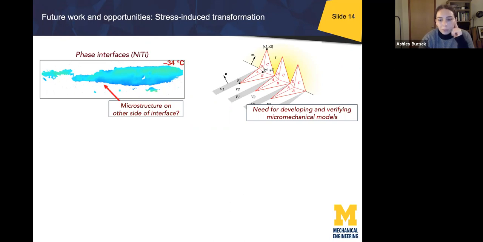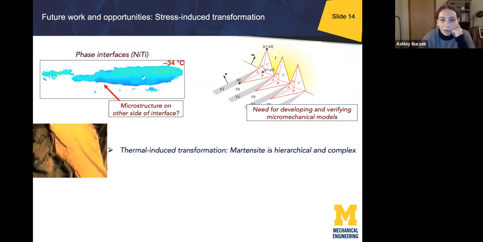And that leads me to the end of this experiment and to future work and opportunities, which is: how do we measure this martensite phase? How do we measure the reflections associated with this monoclinic phase? This is particularly an issue for thermally induced phase transformation, which is what we were doing in this experiment.